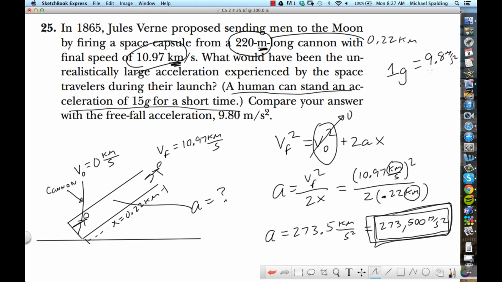You know what? Let's just round this to 10. Let's just say that 1 g equals 10. So then how many g's would this be? This would be 27,350 g's. Just divide it by 10. So would anybody survive this cannon launch? No. A human can stand an acceleration of about 15 g's. So this would like disintegrate the person being launched. That's way too much of an acceleration.